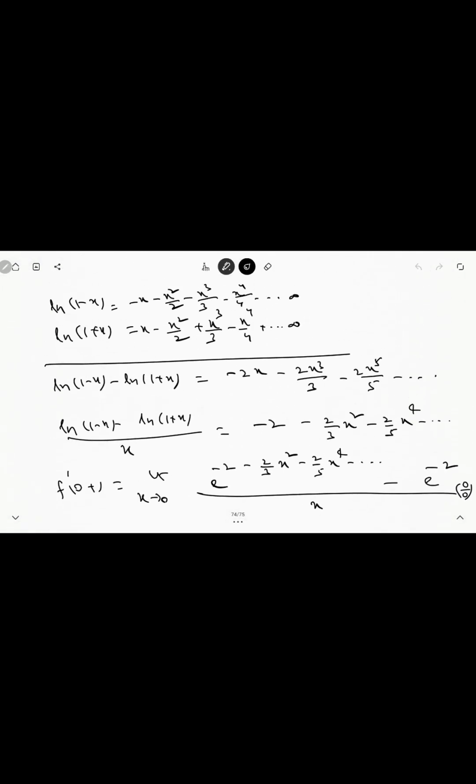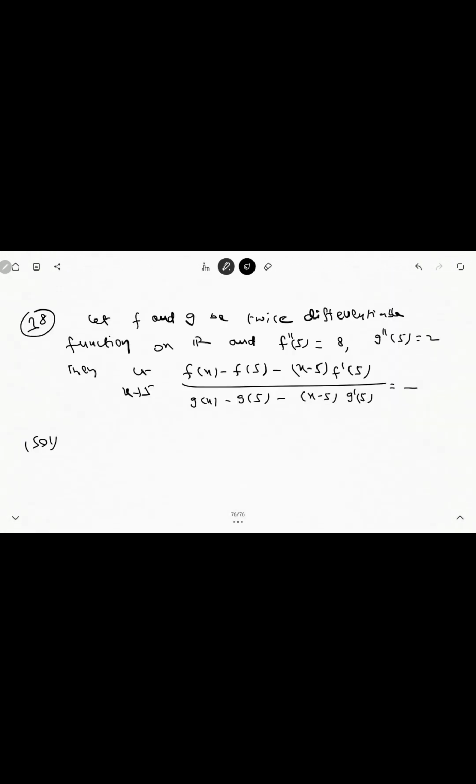Because there is no change here. Understood? Next one: let f and g be twice differentiable functions on R, and f double dash 5 is equal to 8, g double dash 5 is equal to 2, then find this limit.